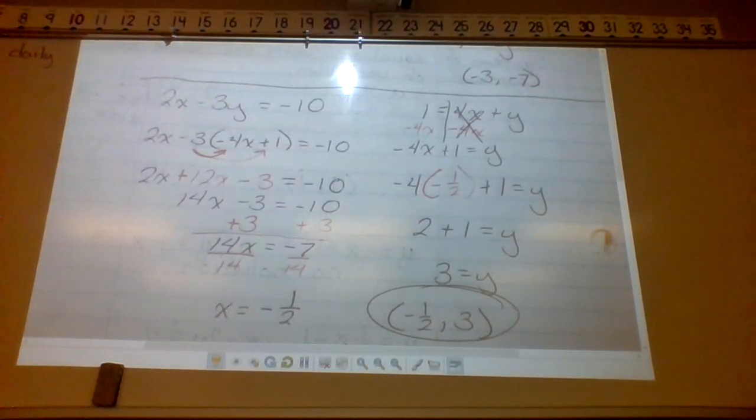I'm confused. There's so many steps. For real. Yeah, me too. You have to get a variable by itself so that we can substitute it. Okay, it is a process.